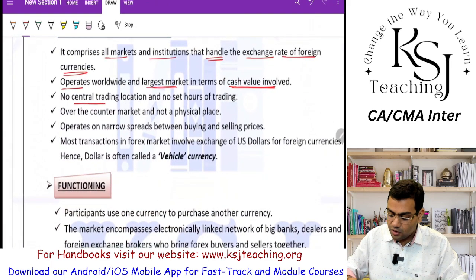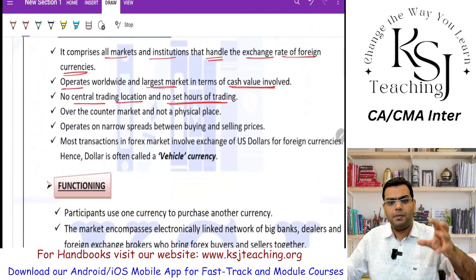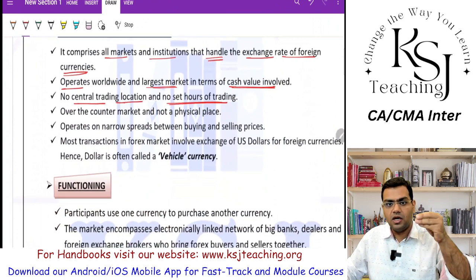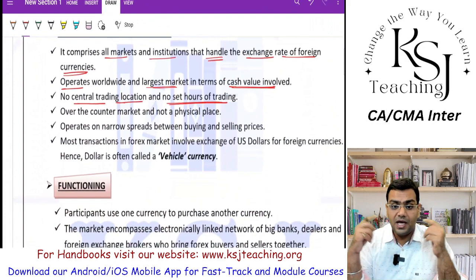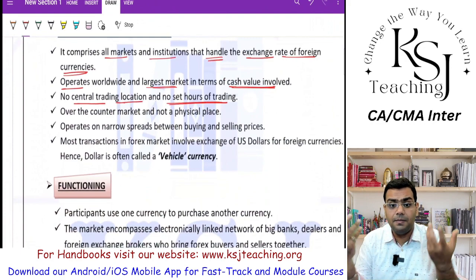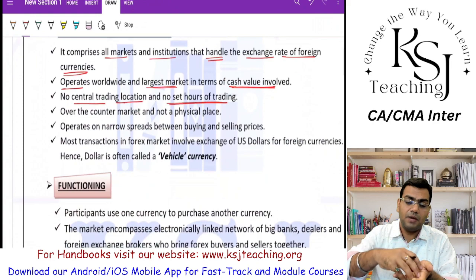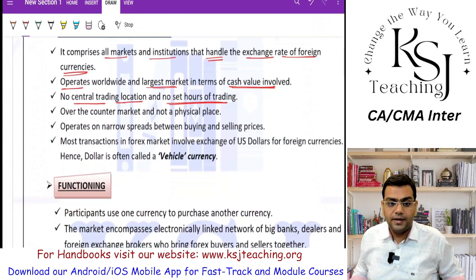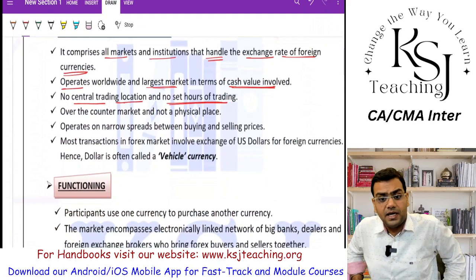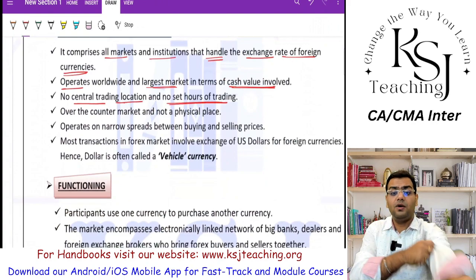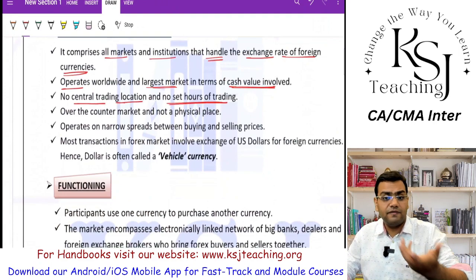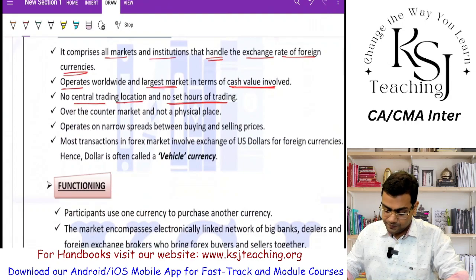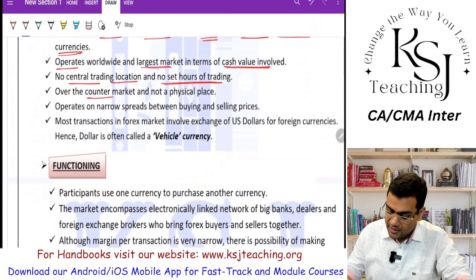No central trading location and no set hours of trading. There is no particular office for that. There is no particular location where you can go and exchange, right? But it is a phenomenon, I can say. It is a worldwide market. You can find an office of this market at the end of the road near your house, right? So there is no fixed location, but it is a market which is operating worldwide through small institutions, through small offices, through banks, right? So over the counter market and not a physical place.